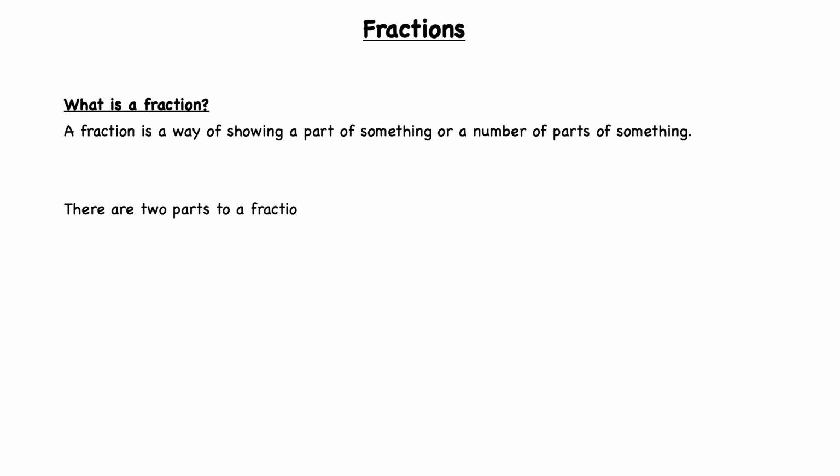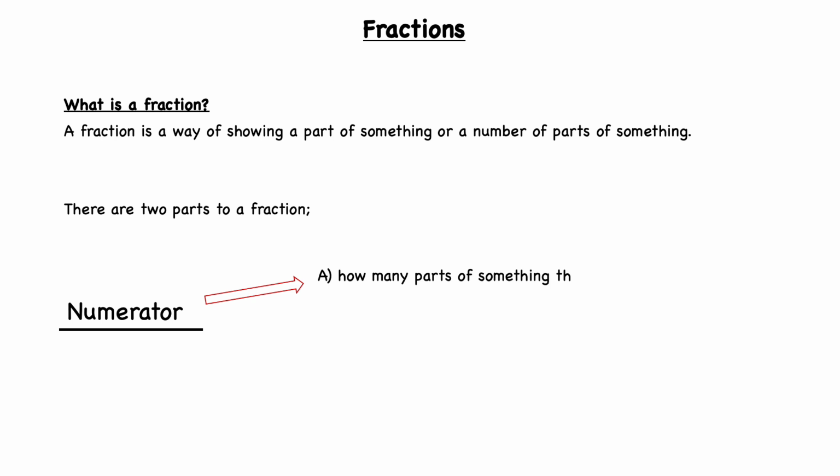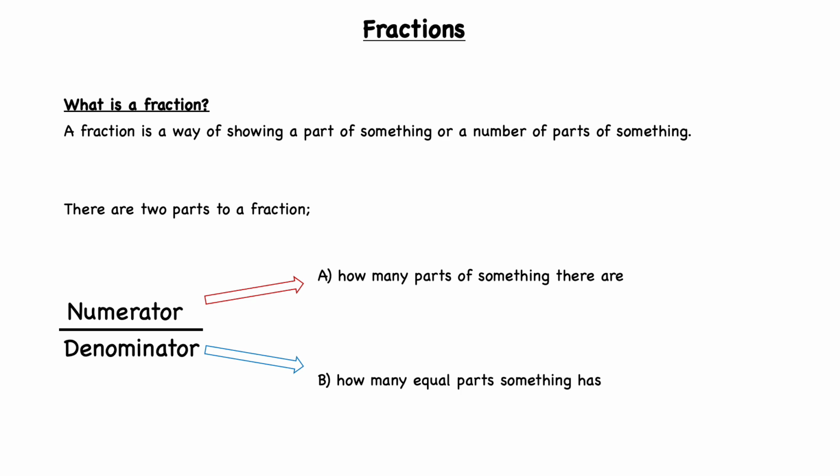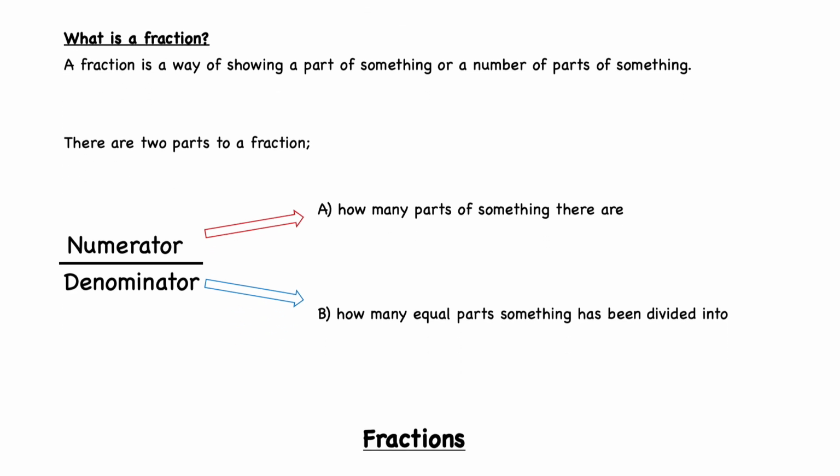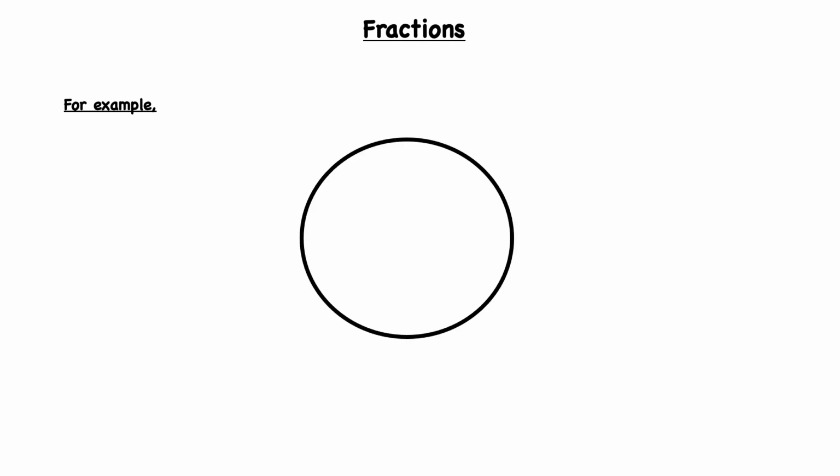Now, every fraction has two parts. One, the numerator. That's the top number, and it tells us how many parts we're dealing with. Two, the denominator. That's the bottom number, and it tells us the total number of equal parts the whole is divided into.